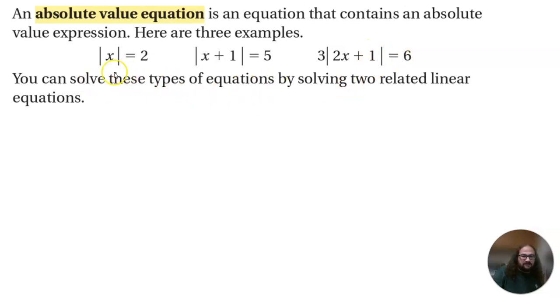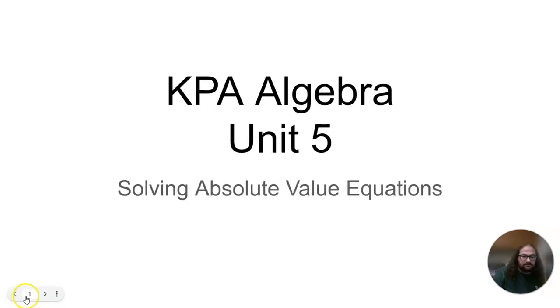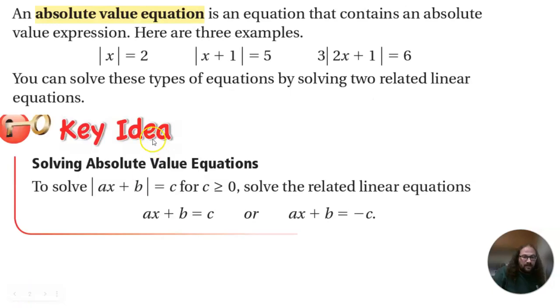We can solve these types of equations by solving two related linear equations. If you have the absolute value of some expression ax plus b equal to some number c, where c is greater than or equal to 0, you can split that into the related equations where the ax plus b that was inside the absolute value equals c in one equation, and equals negative c in the other.